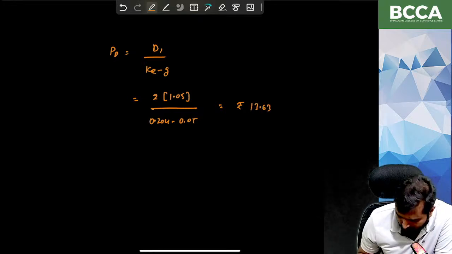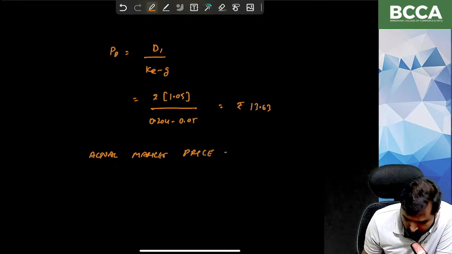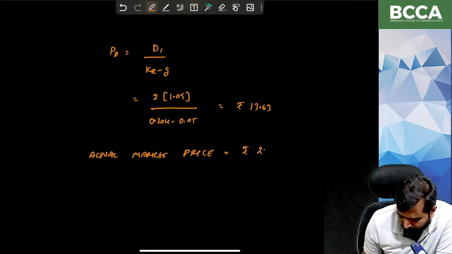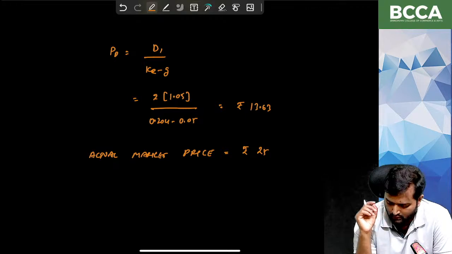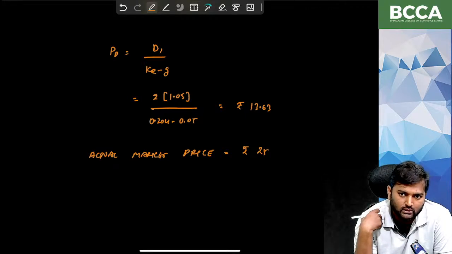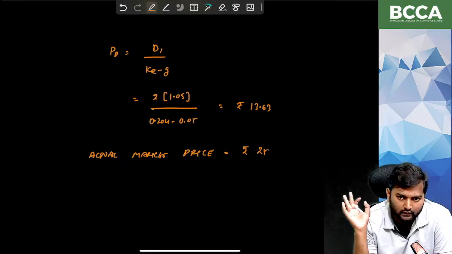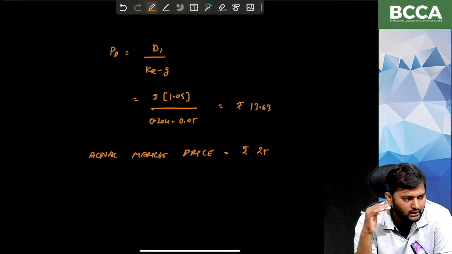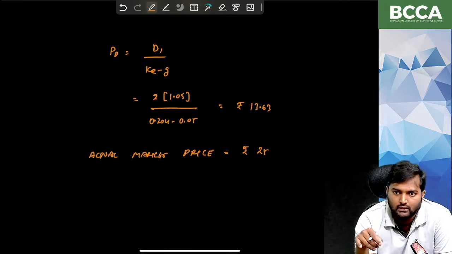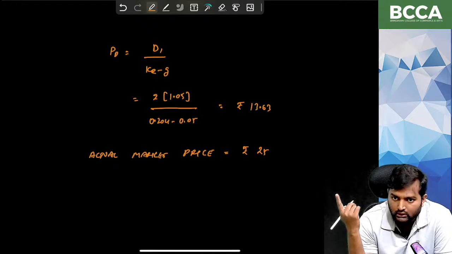13.63. But the actual market price in the market is 25. As per our theory, the market price must be 13.63. In our perception, the value of share is 13.63, but whereas in the market, share price is 25. Whether it is underpriced or overpriced, just think once again.